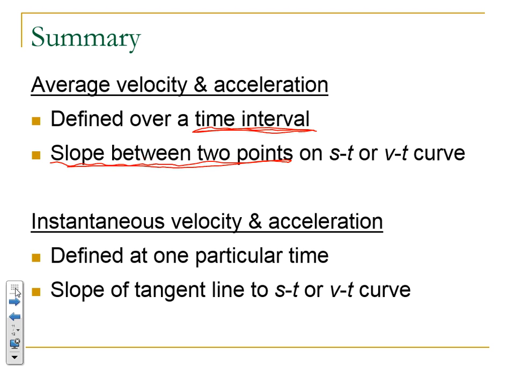And then when we calculated our instantaneous quantities, either velocity or acceleration, it was defined at one particular time, and at that time we draw a tangent line to either the ST or the VT curve, and we calculate the slope of that tangent line. And so that's our instantaneous velocity, which we get from the position time curve, or our instantaneous acceleration that we get from the velocity time curve.